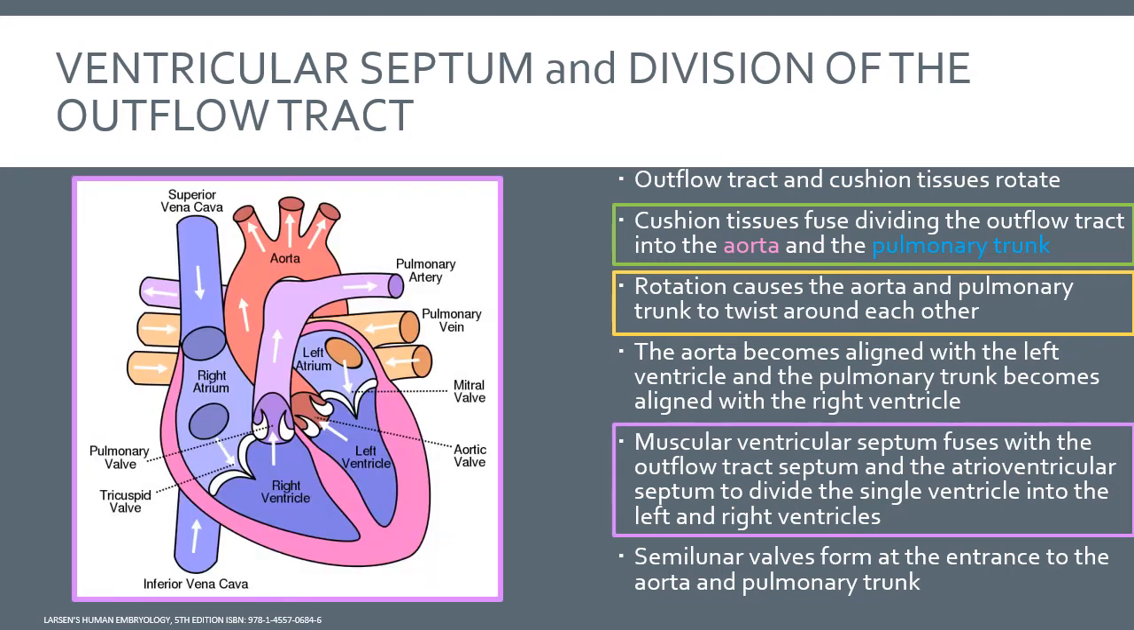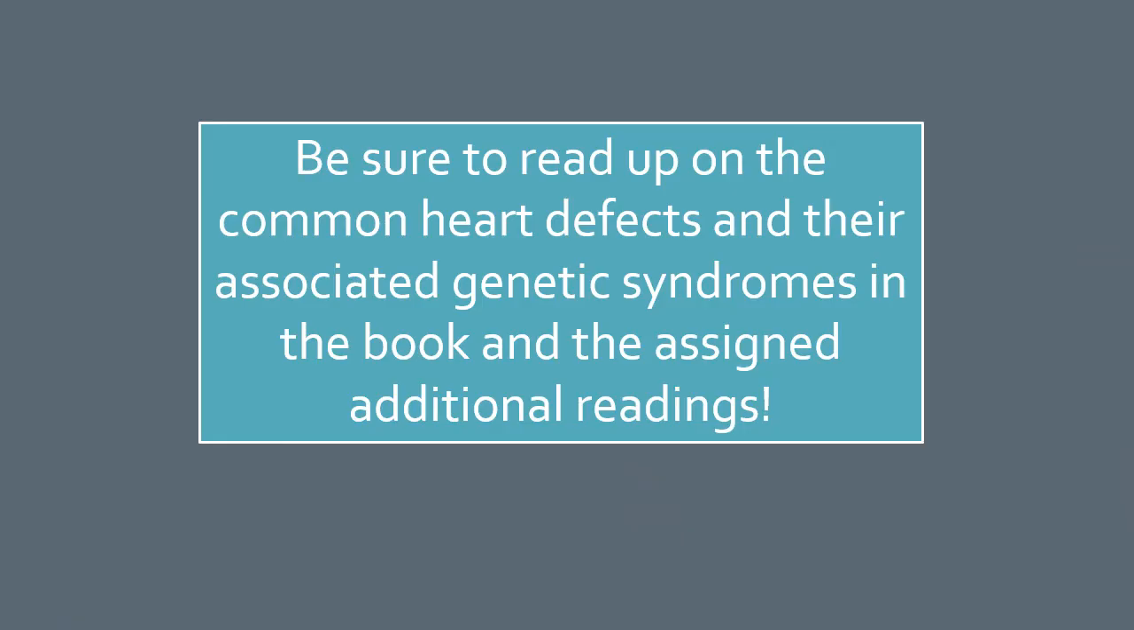From there, the muscular ventricular septum that was growing up from the bottom of the ventricle towards the cranial region of the heart is going to fuse with the outflow tract septum that we made from the cushion tissues and the AV septum, which divides the single ventricle into the left and right ventricles. And then once that happens, semilunar valves form at the entrance to both the aorta and the pulmonary trunk, again to prevent backflow.